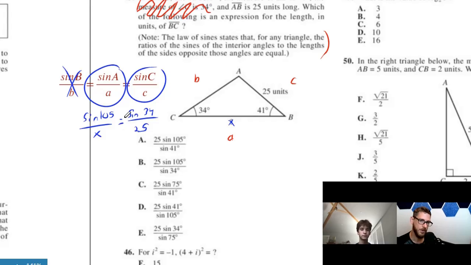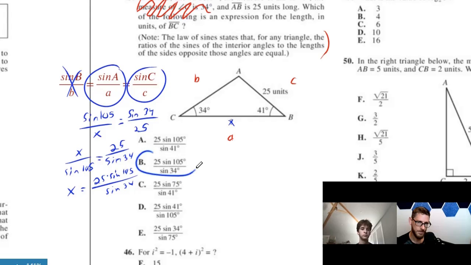There's a couple ways to go about it. The way I like to do proportions is you flip both sides upside down, so you end up with x over sine of 105, because I want that x in the numerator instead of the denominator, and then just multiply both sides by sine 105, and you get x is 25 sine 105 over sine 34. And that you can just pop in your calculator, or actually we don't need to, because that is choice B. All right, yeah, that makes sense. Cool.